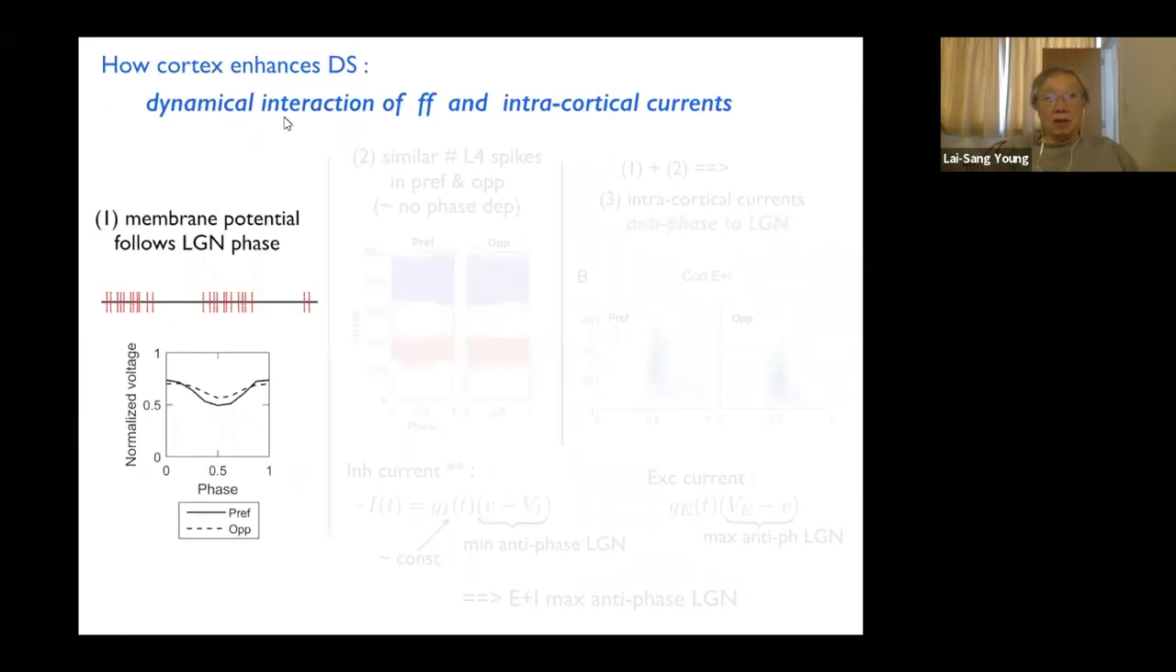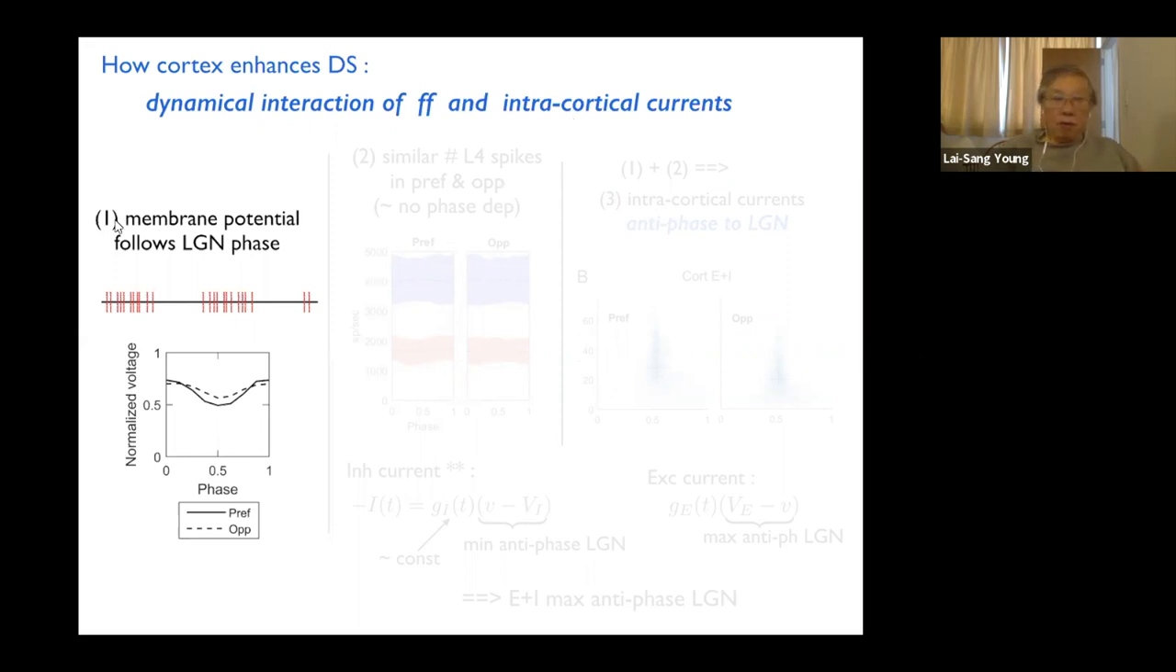Okay, so this is how cortex enhances direction selectivity. And I claim that at least one way it does so, I certainly don't claim that this is the only reason, but this is one reason, is the dynamical interaction for feedforward intracortical currents. And this occurs completely naturally. You don't have to do anything about it.